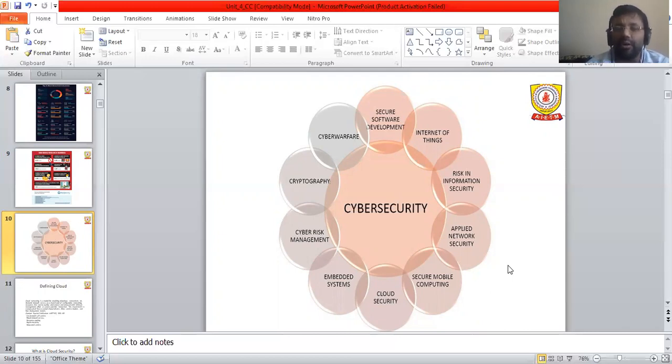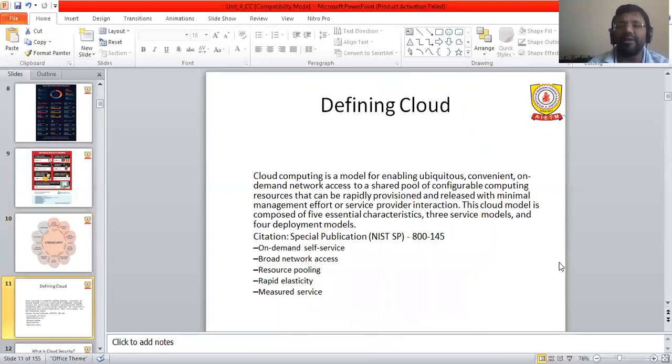So all these factors come under cyber security concepts. As we all know, cloud computing is a model for enabling ubiquitous, convenient, on-demand network access to a shared pool of configurable computing resources that can be rapidly provisioned and released with minimal management effort or service provider interaction. This cloud model is composed of five essential characteristics, three service models, and four deployment models.